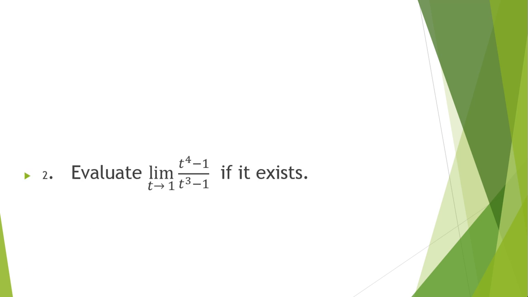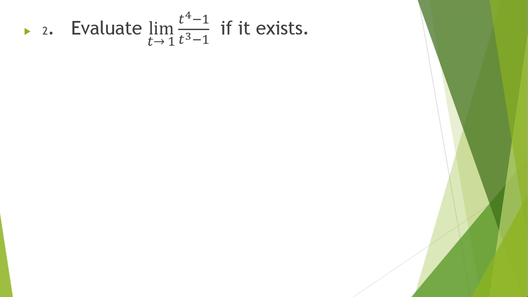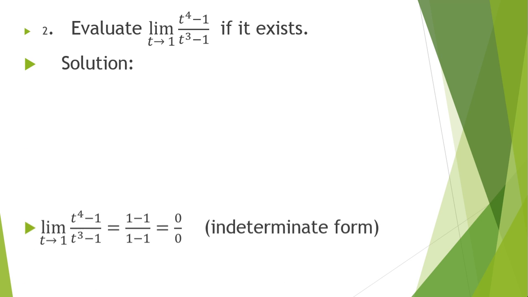Second problem. Evaluate limit t tends to 1, t power 4 minus 1 by t cube minus 1, if it exists. The question is whether it exists. For a limit to exist, the condition is limit x tends to a f of x equal to L. Suppose limit x tends to a f of x equal to infinity, the limit does not exist.